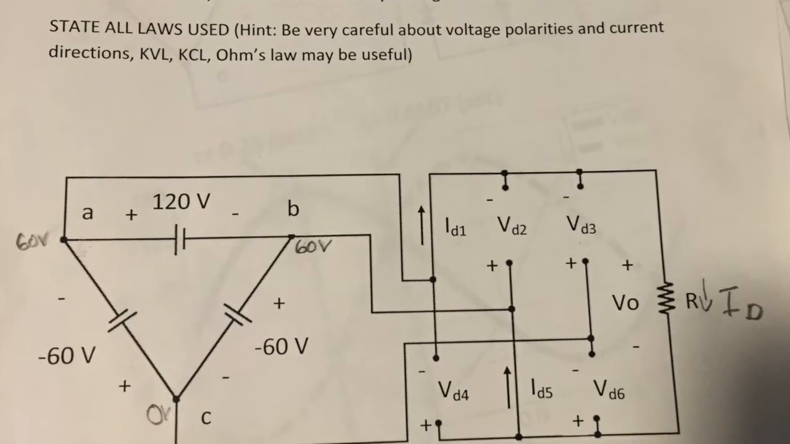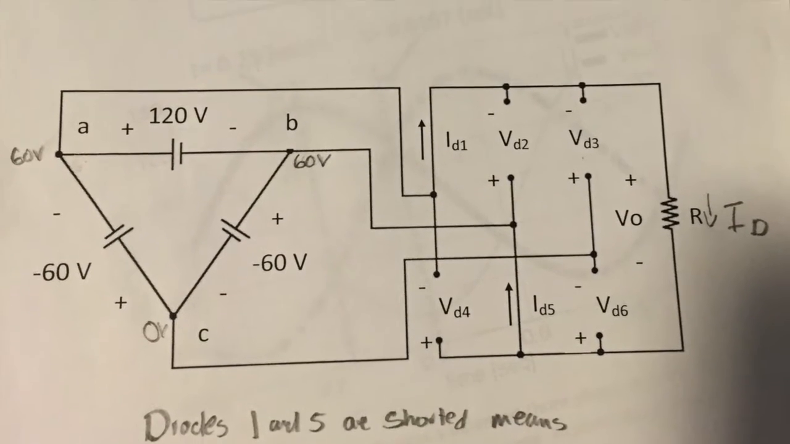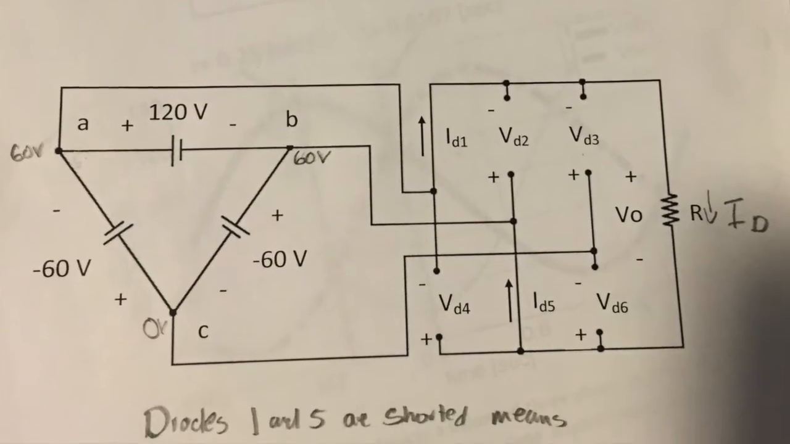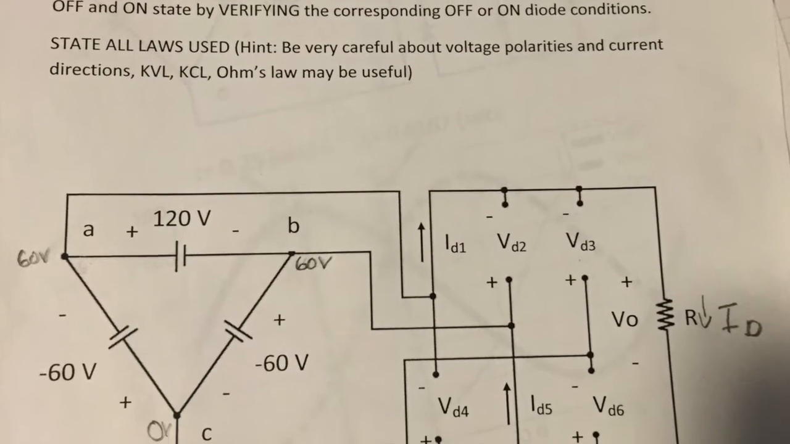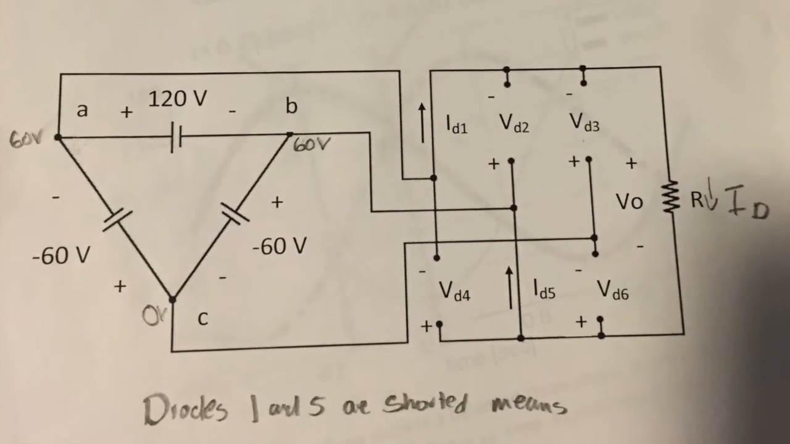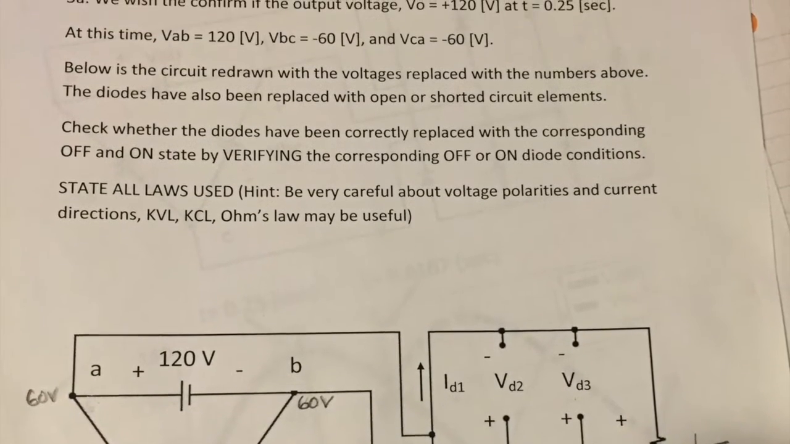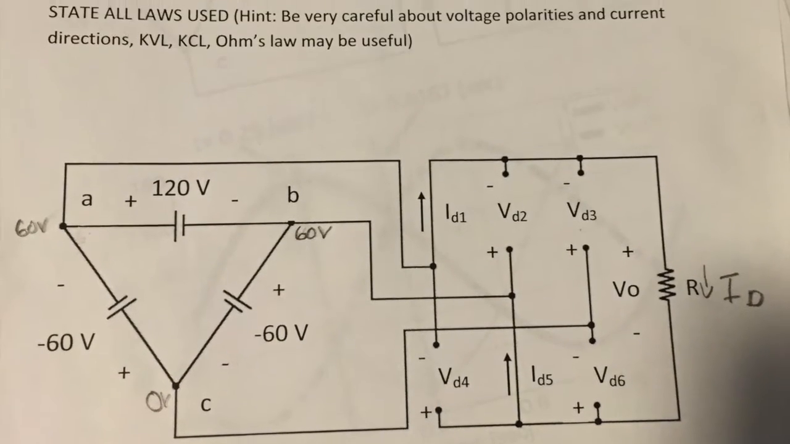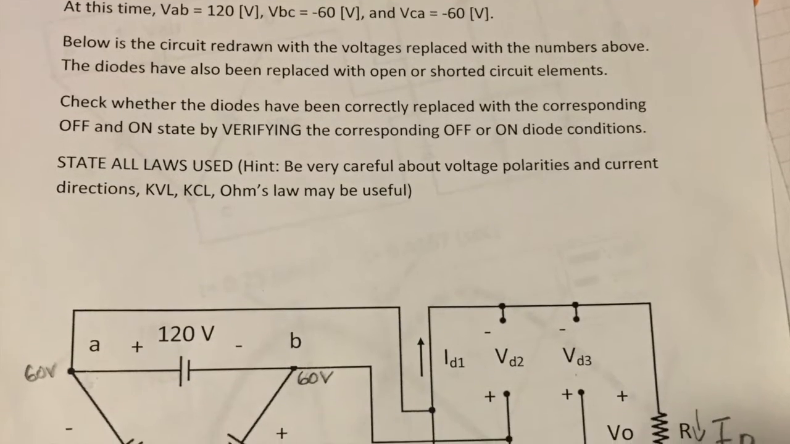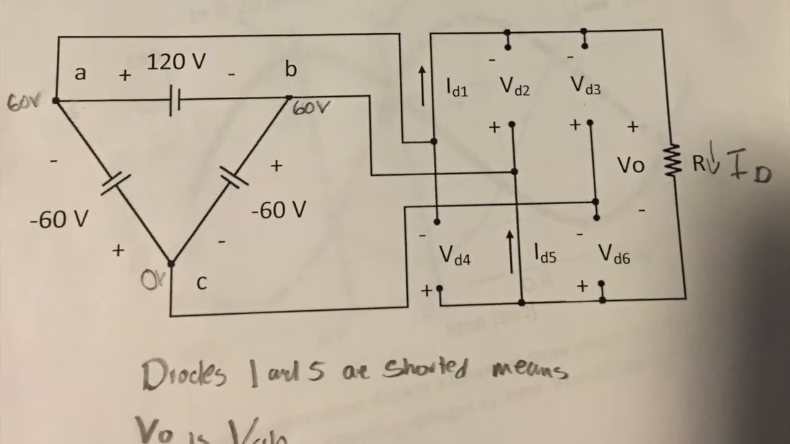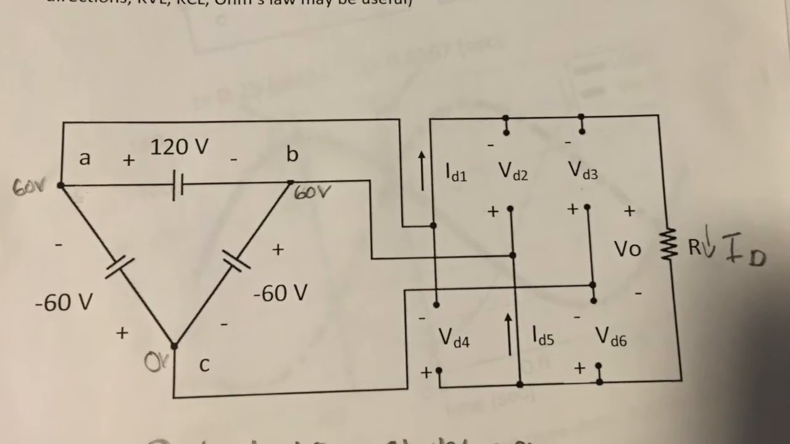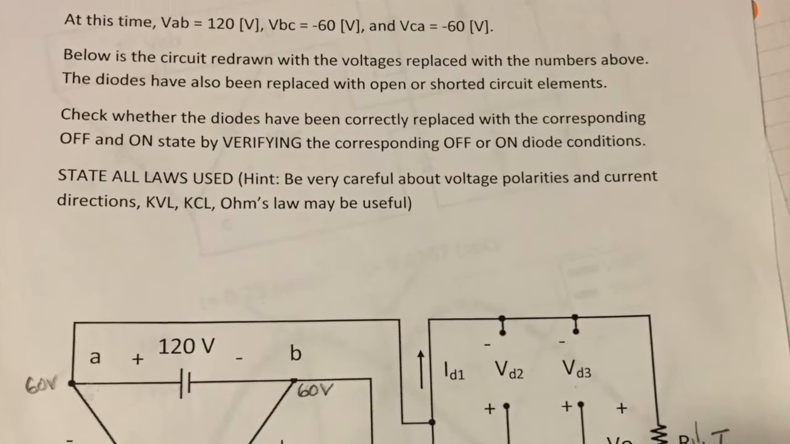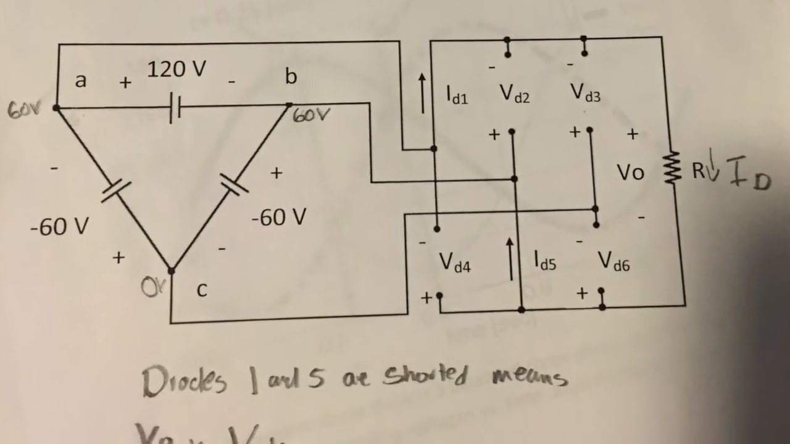Now I have to use KVL for diodes 2, 3, 4, and 6. As you see on the diagram, at point A it's 60 volts, at point B it's 0 volts, and at point C it's also 60 volts. So using KVL, for diode 2 you get 60 minus 60, but using passive sign convention, it equals negative 120. For diode 3, you have 60 minus 0, and with passive sign convention you get negative 60 volts. For diode 4, you have negative 60 minus 60, which gives you negative 120.